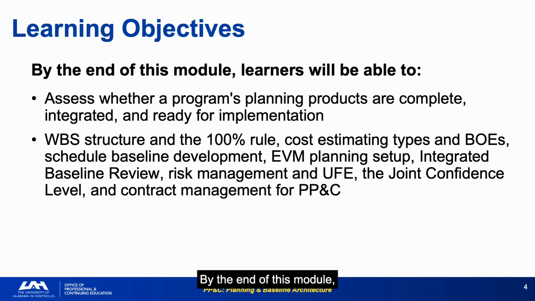By the end of this module, learners will be able to assess whether a program's planning products are complete, integrated, and ready for implementation. WBS structure and the 100% rule, cost estimating types and BOEs, scheduled baseline development, EVM planning setup, integrated baseline review, risk management and UFE, the joint confidence level, and contract management for PPNC.